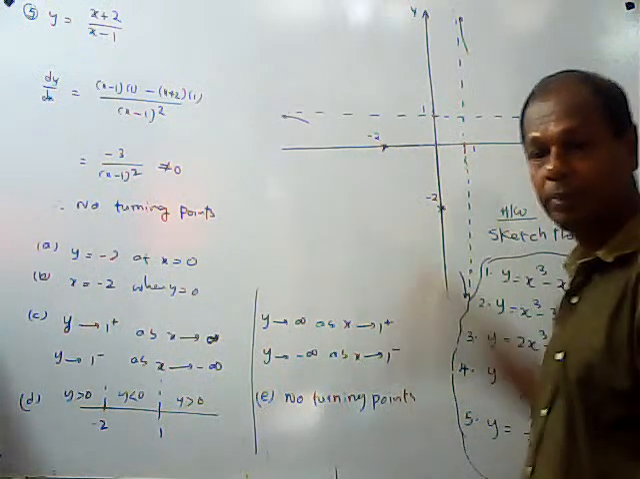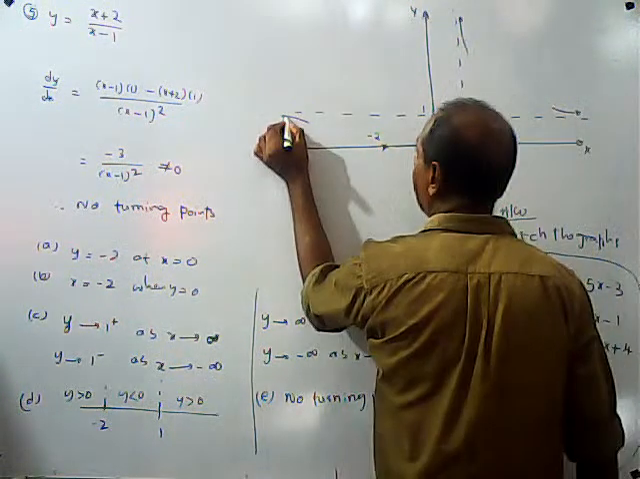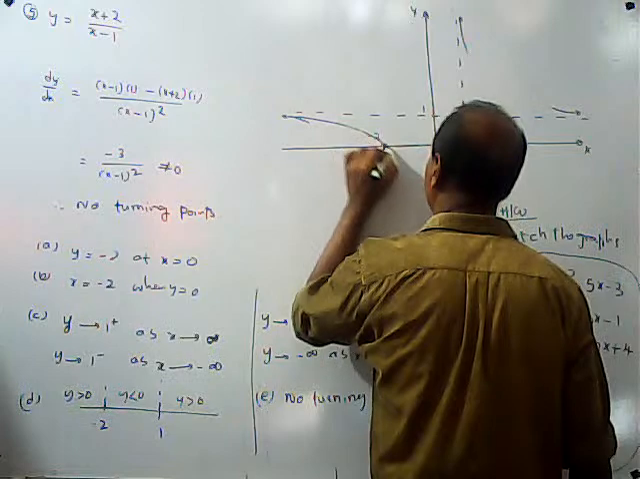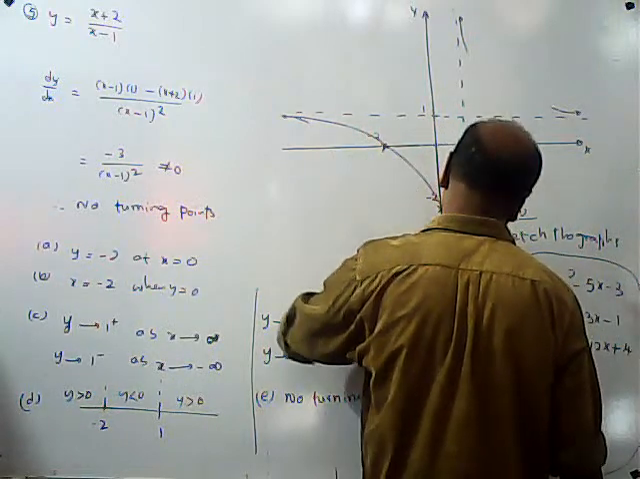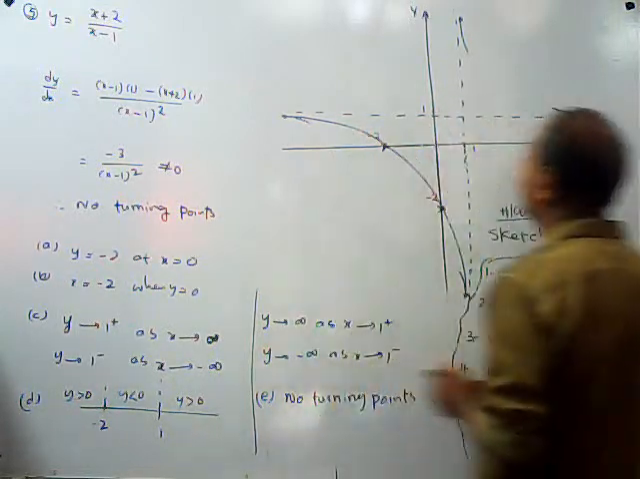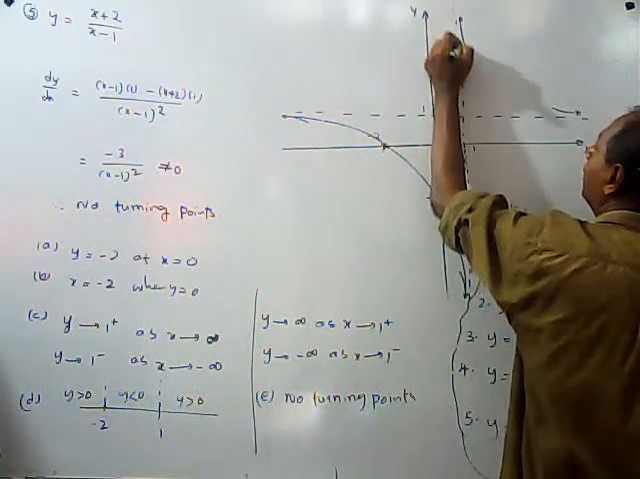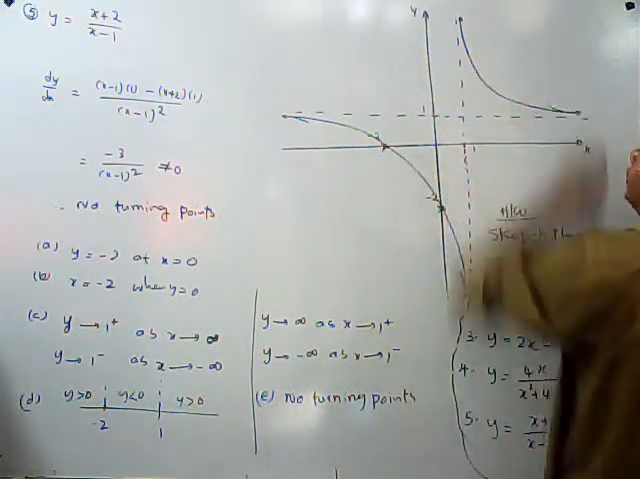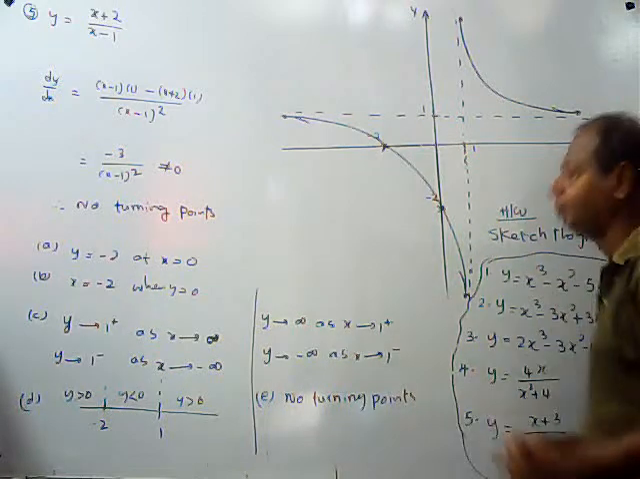Now you can complete this graph. There are two branches. One branch will go like this. The other will go like that. That's the graph.